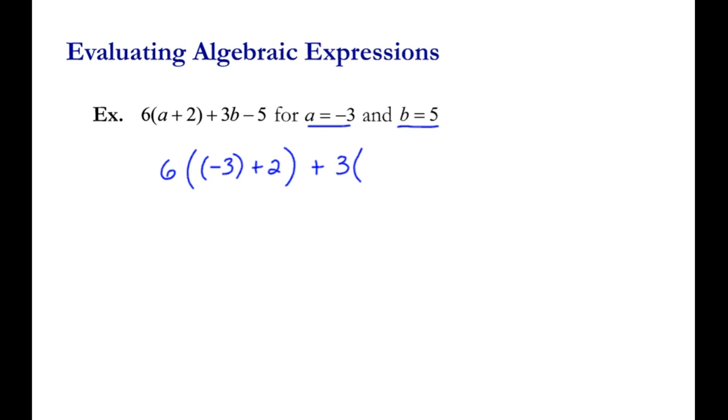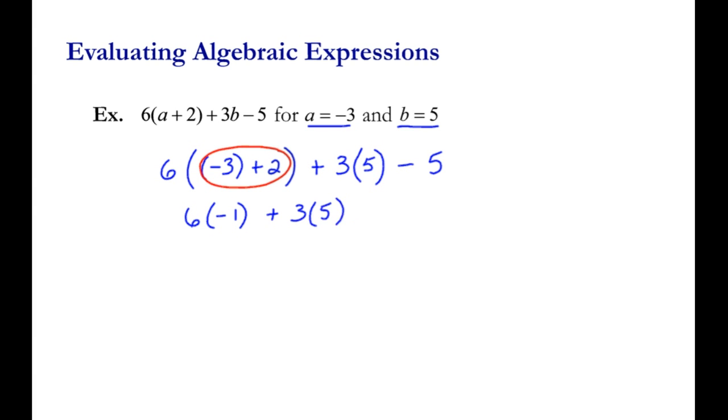Continuing with the rest of the expression, I get all the way over here where I see the b, and I replace it with a 5 in parentheses. And that's really to make it clear that this is 3 times 5, and not the number 35. All right, and then I continue to the end of the expression. And now I just have to simplify this and find the value of the expression, which is why it's called evaluating. So I'm going to do what's inside of the parentheses first, which the order of operations tells us to do. So in here I have an addition problem, -3 plus 2, which is -1.